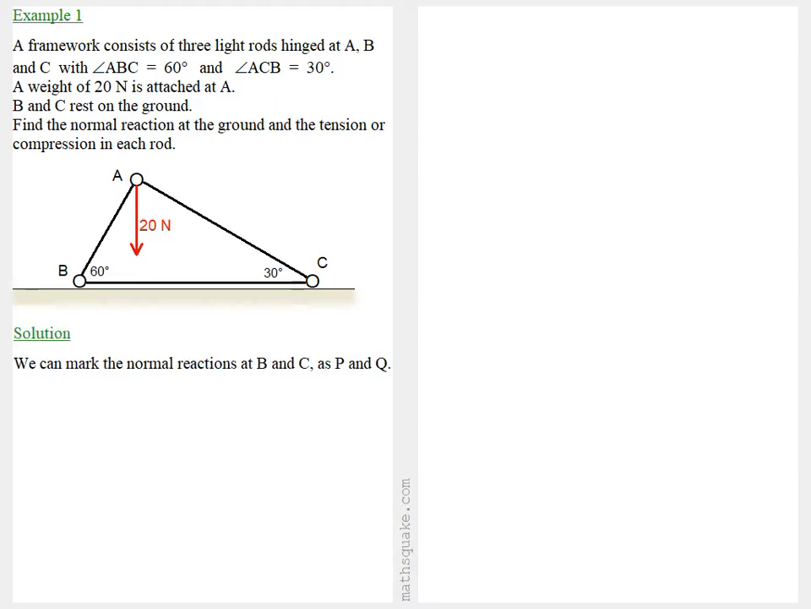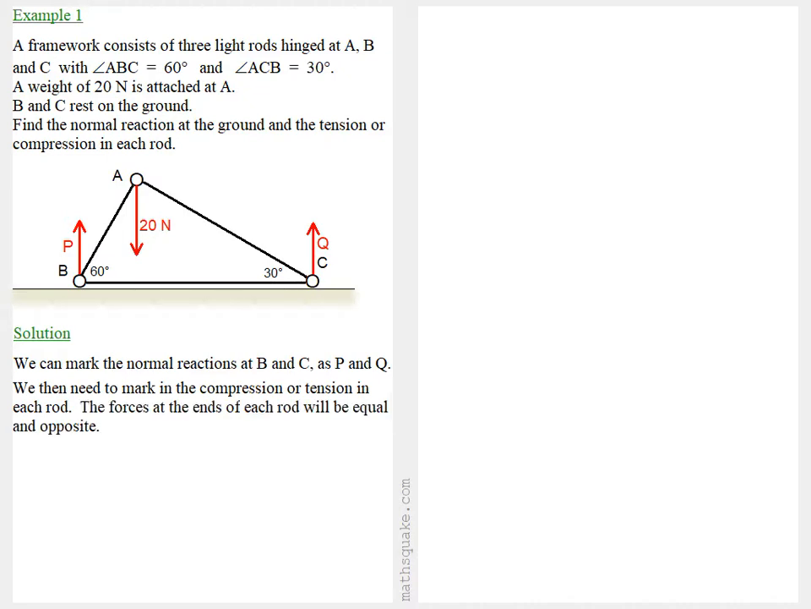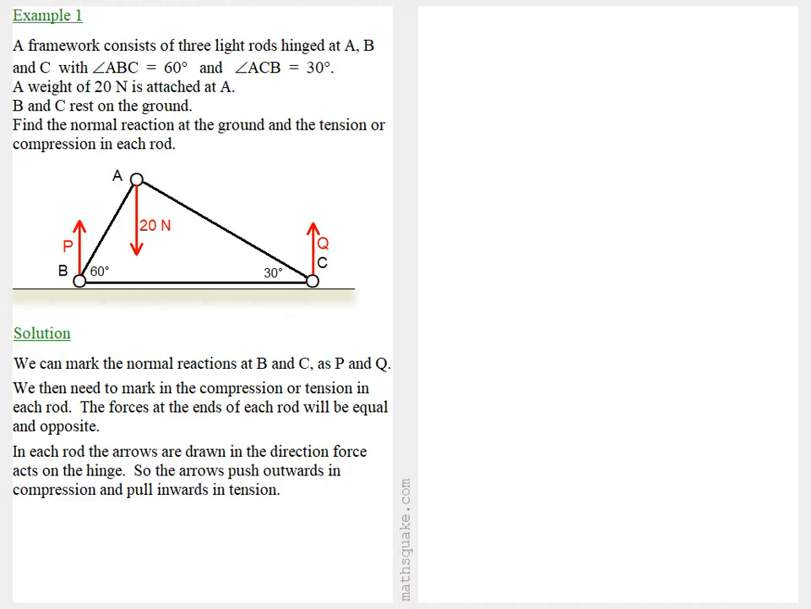To solve this, we can mark the normal reactions at B and C as P and Q. We then need to mark the compression or tension in each rod. The forces at the end of each rod will be equal and opposite. In each rod, the arrows are drawn in the direction the force acts on the hinge. So the arrows push outwards in compression and pull inwards in tension. For each rod, we need to estimate whether it's in compression or tension.